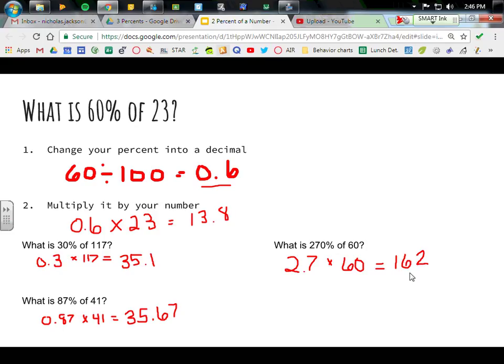If we would have multiplied 60 by 0.27, we would have got probably 1.6 or 16.2. I mean, all right.